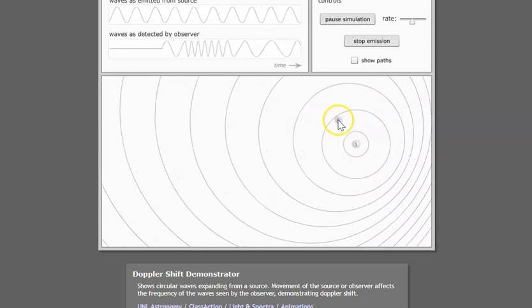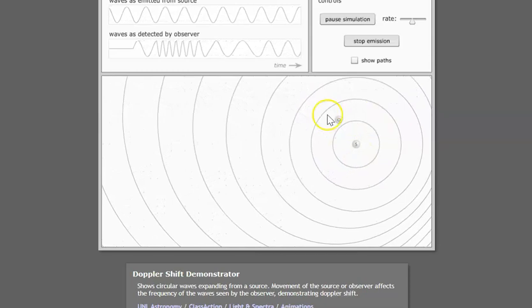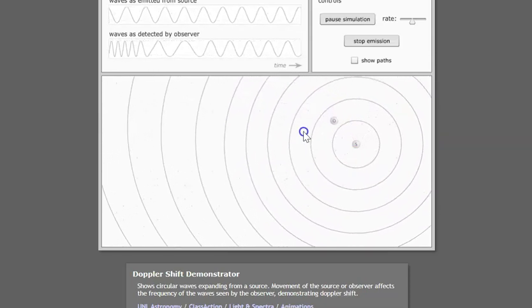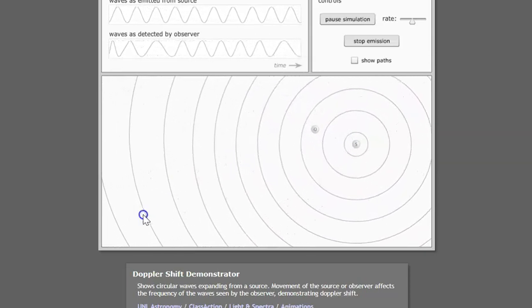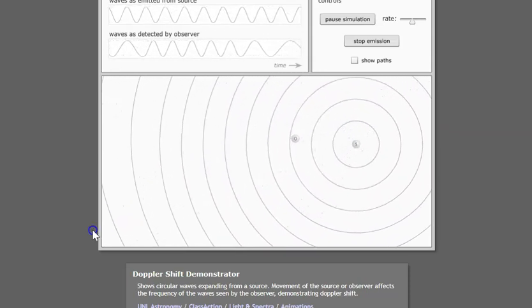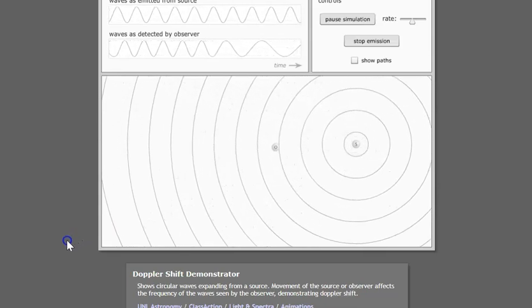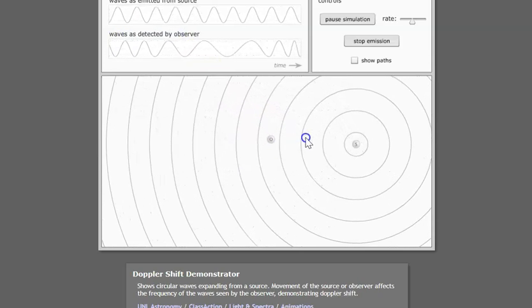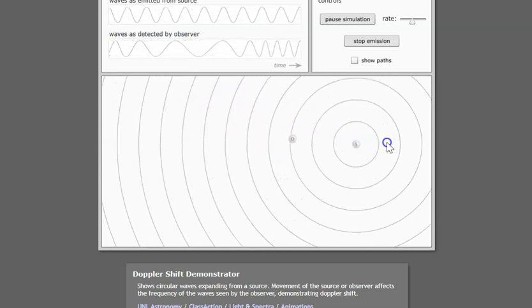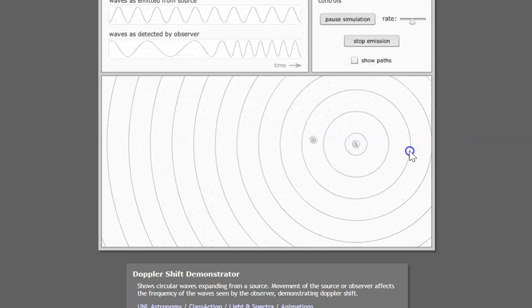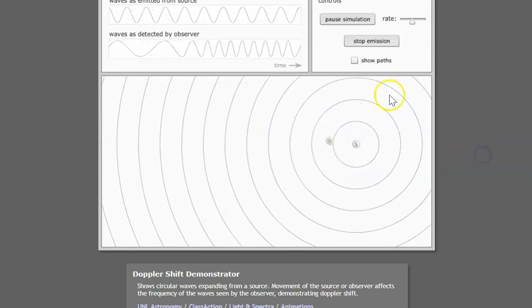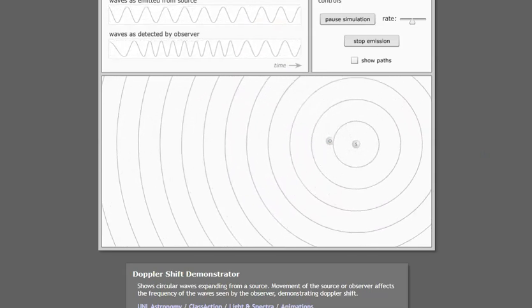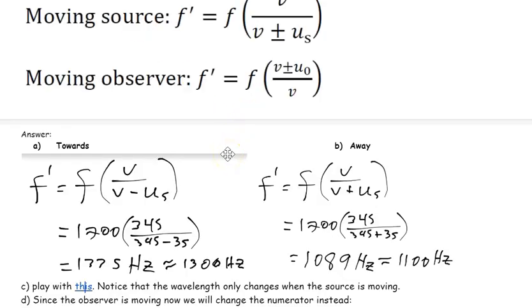If instead the source isn't moving, if I wait a second, we see that all these wavelengths are now the same. If the observer is moving, it might hear a different pitch just because the wave fronts are hitting it at a different timing, right? Here it says waves as observed. So if the observer is moving, the wavelength isn't changing, but the frequency is still going higher because you're hitting the wave fronts more often. And that helps us to answer the question that is next.